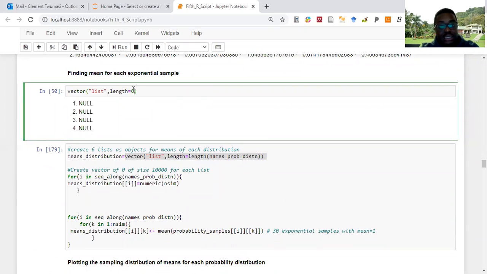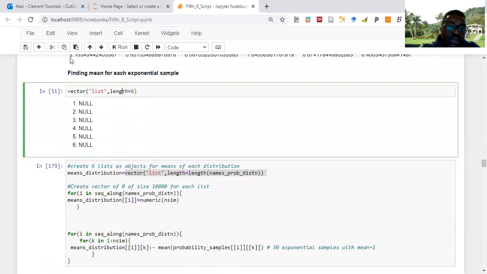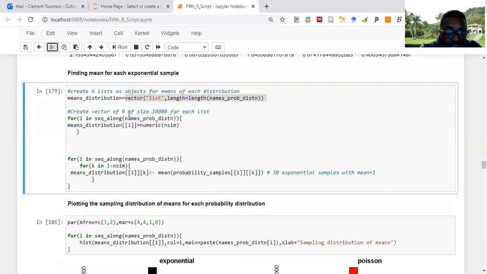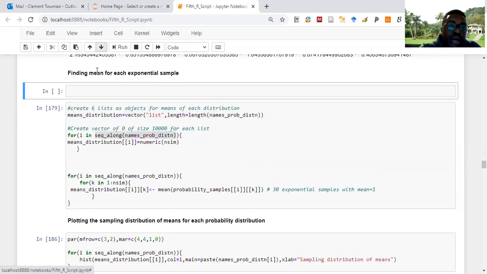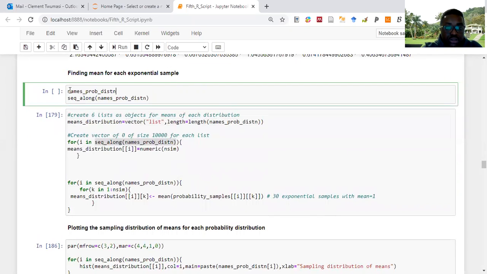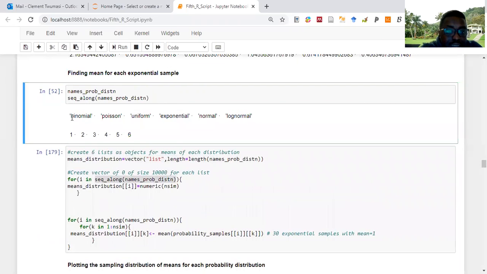I wanted to create 6, so I just have to put 6, okay? So that's basically what this line is doing. So what it's doing is that when i is actually equal to 1. So here we said that for i in the sequence, I told you sequence along the names of the distribution. See what happens. If you remember the names of the distribution, if I copy it up here and then bring it down, and I run this one, you find out that these are the names of the probability distribution we are considering, isn't it?